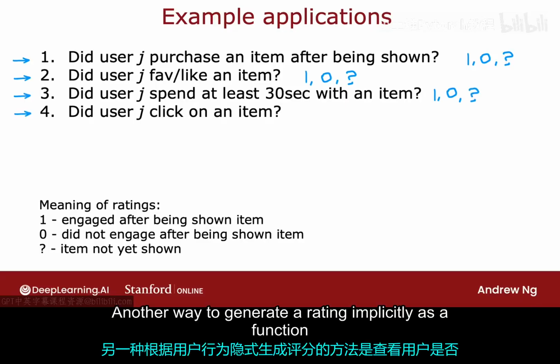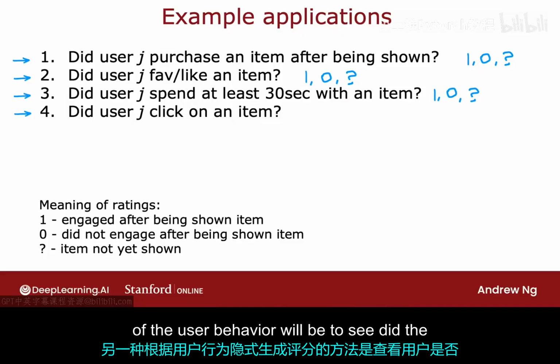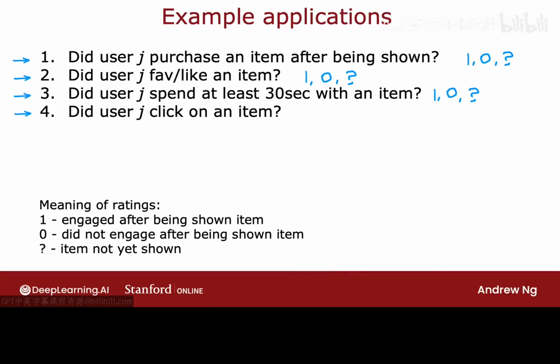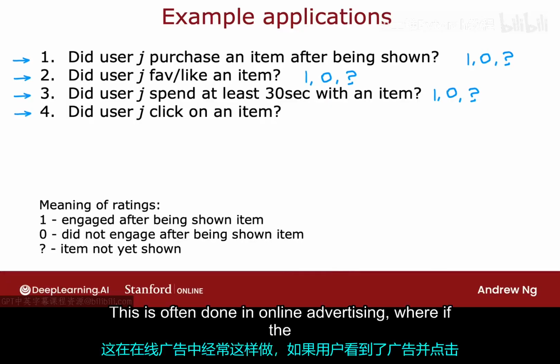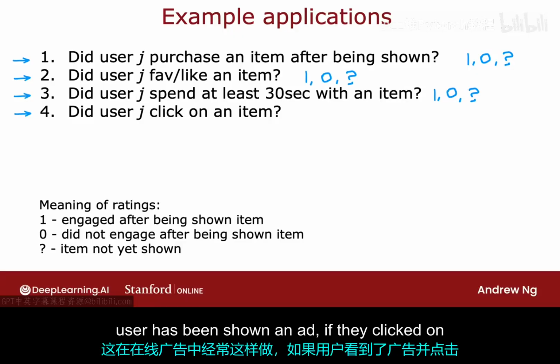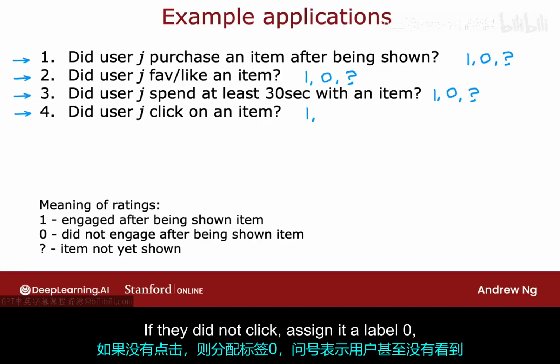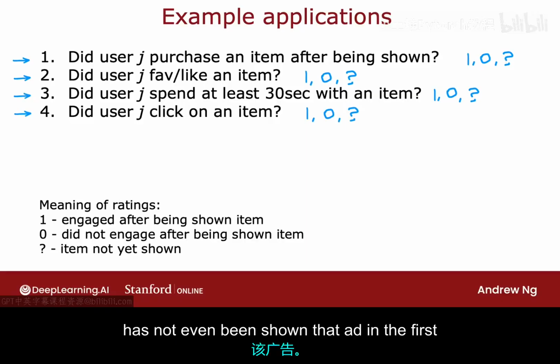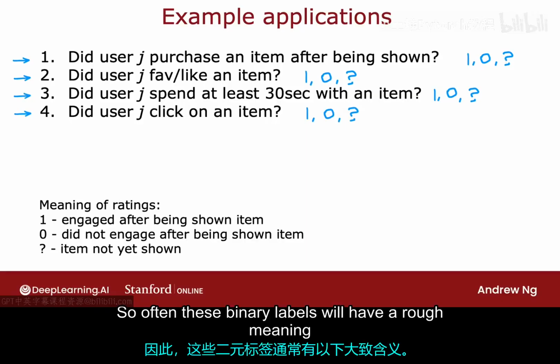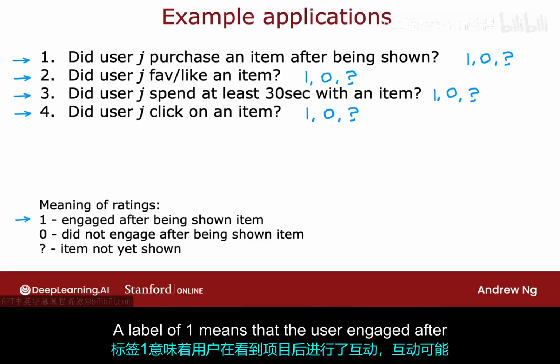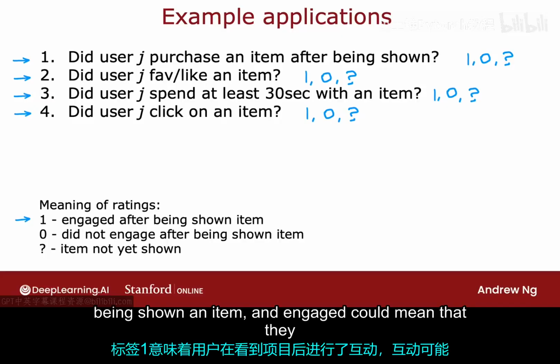Another way to generate a rating implicitly as a function of the user behavior will be to see did the user click on an item. This is often done in online advertising, where if the user has been shown an ad, if they clicked on it, assign it a label 1. If they did not click, assign it a label 0. And the question mark will refer to if the user has not even been shown that ad in the first place. So often, these binary labels will have a rough meaning as follows. A label of 1 means that the user engaged after being shown an item.